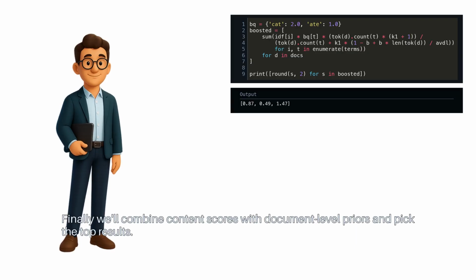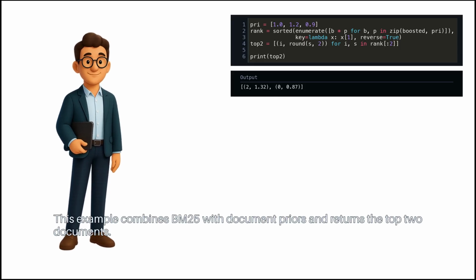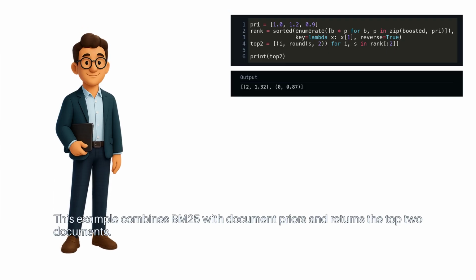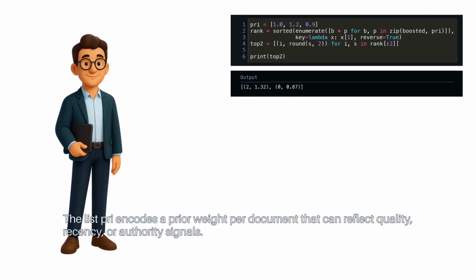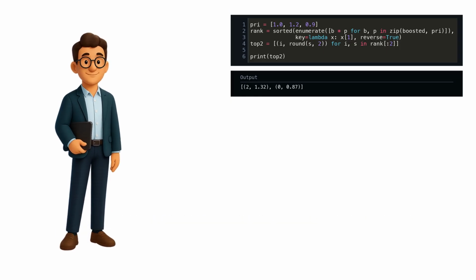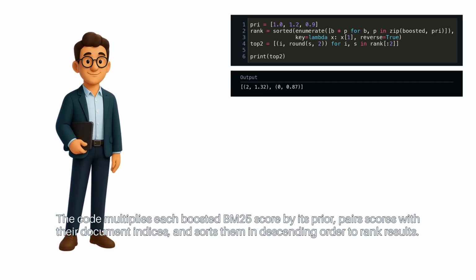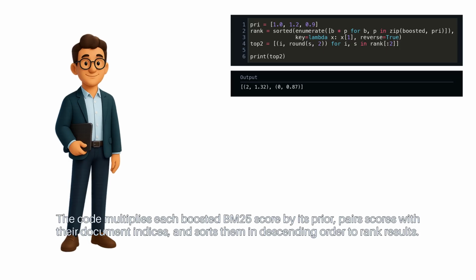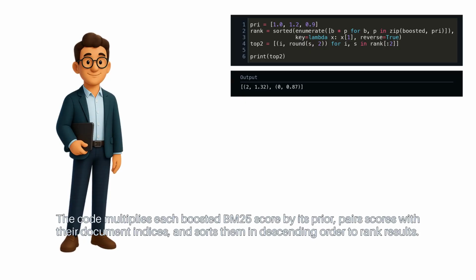Finally, we'll combine content scores with document-level priors and pick the top results. This example combines BM25 with document priors and returns the top 2 documents. The list pri encodes a prior weight per document that can reflect quality, recency, or authority signals. The code multiplies each boosted BM25 score by its prior, pairs scores with their document indices, and sorts them in descending order to rank results.